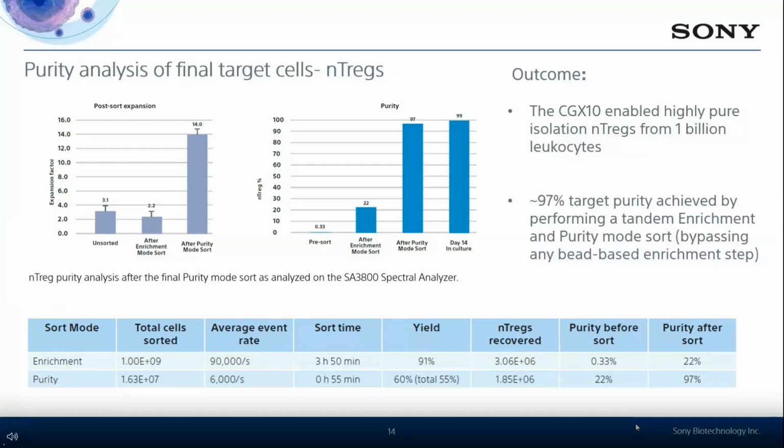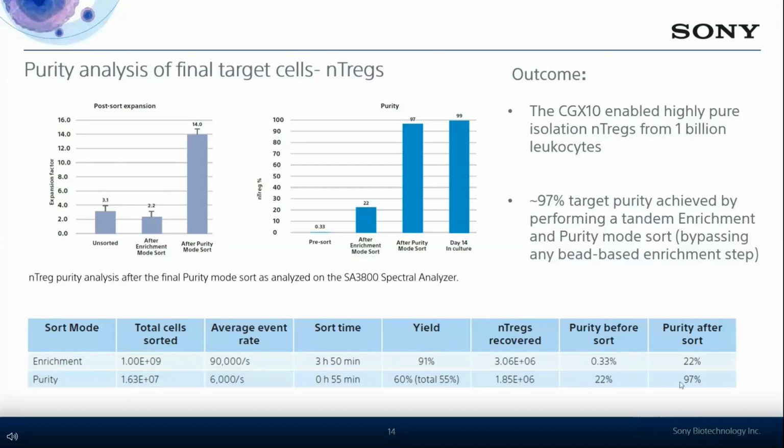The unsorted, enriched, and purity sorted cells were expanded for 2 weeks, and we see the results of that in the upper left portion of this slide. The unsorted and enriched cells only expand 2- and 3-fold, whereas the purity sorted cells expanded 14-fold. So we see the importance of having highly purified naive Tregs for cell expansion.